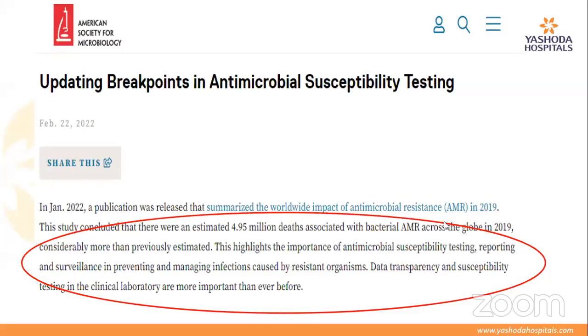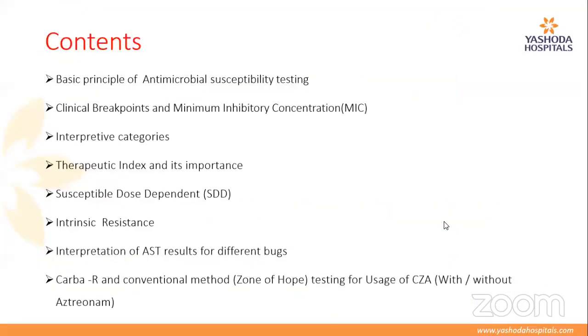So what are the basic principles of antimicrobial susceptibility testing? First of all, selection of the most appropriate antimicrobial agent consistent with the specific site of infection, as well as the suspicion of which organism can come. Secondly, the reporting and interpreting as per the clinical breakpoints. Clinical breakpoints are mainly determined by the minimum inhibitory concentration, called MIC, or zone diameter.